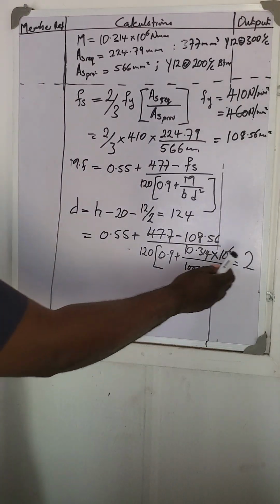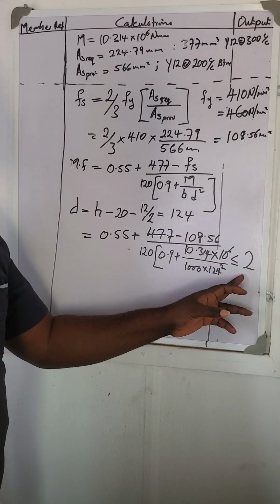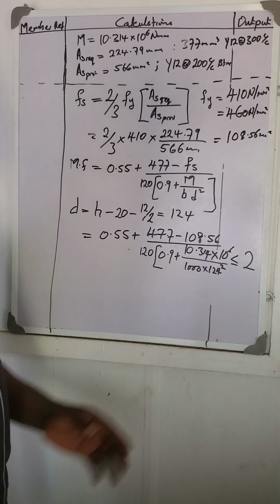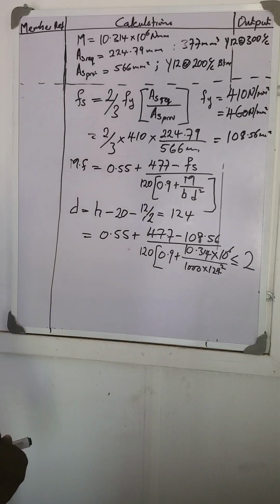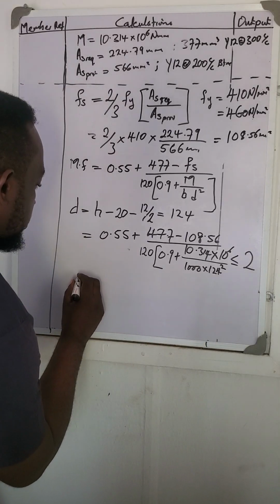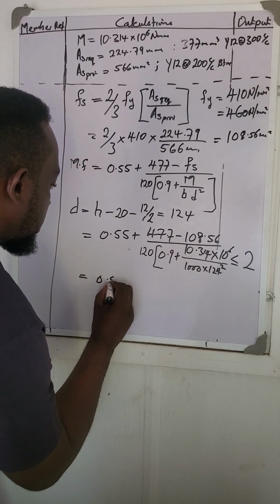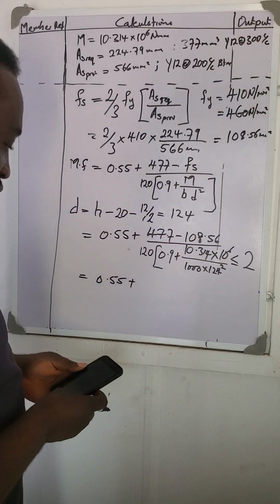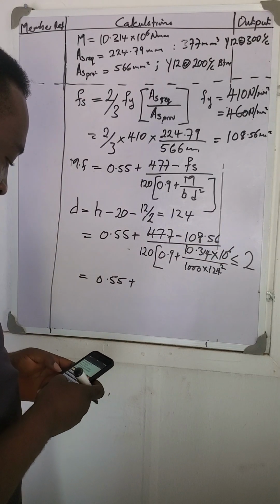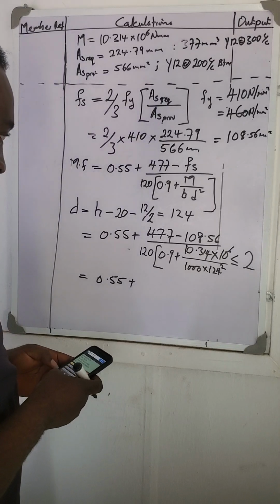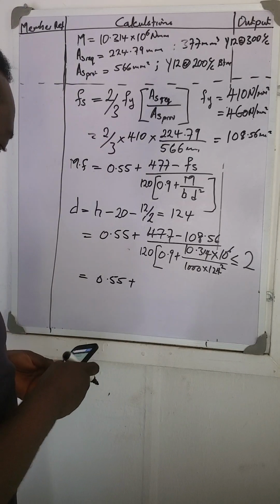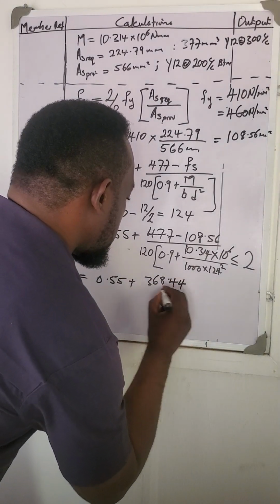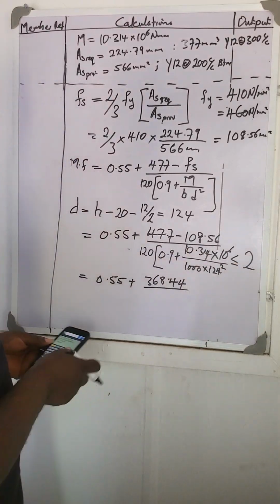Alright? If it is not less than 2, you use 2. If it is less than 2, you use the Lexar figure. So when you calculate this, you have 0.55 plus (477 minus 108.56), that is 368.44, over the whole of this one.